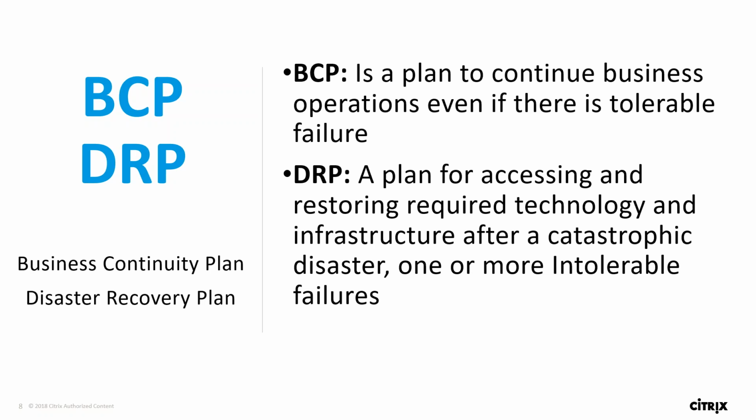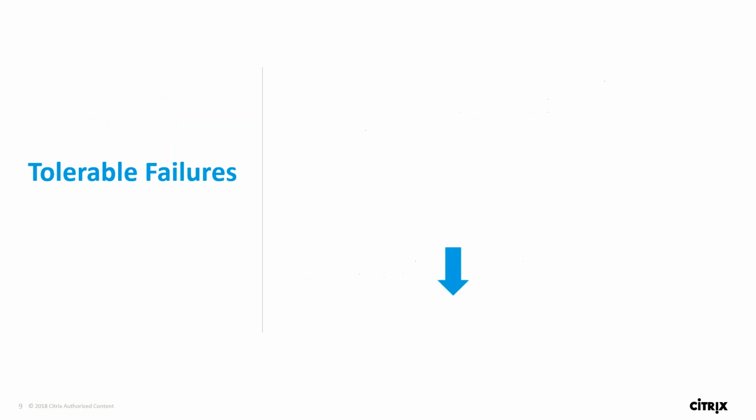This plan outlines what needs to happen to ensure that key products and services continue to be delivered even if components within that infrastructure fail. The key here is tolerable failures. A tolerable failure is a failure of a component that is already protected by, say, redundancy or high availability. You get the idea. If it's mission critical, we protect it with high availability or fault tolerance.